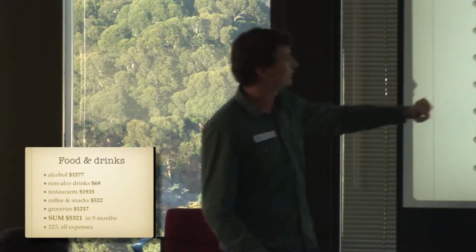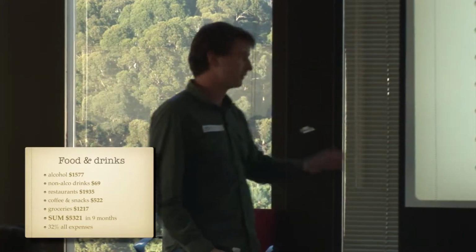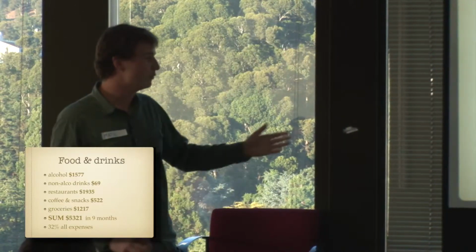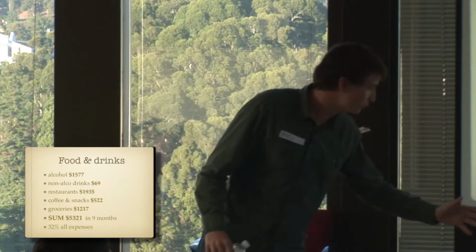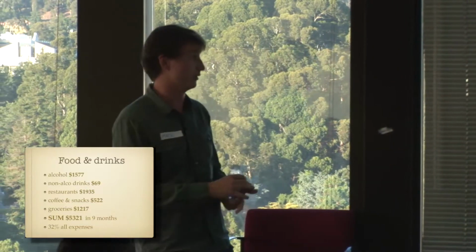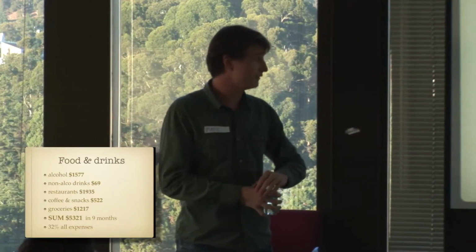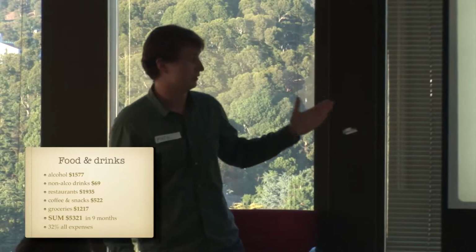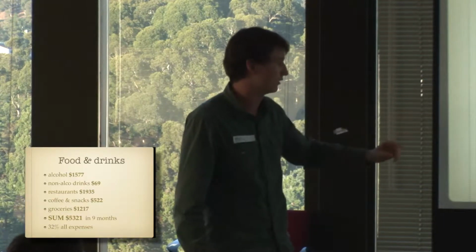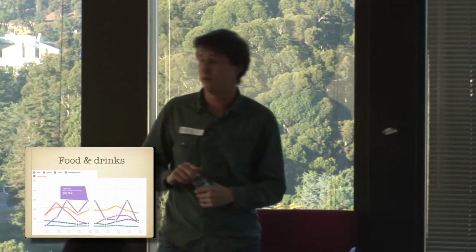So this is an interesting category. Non-alcoholic is $69, alcohol is $1,500. And it turns out that on food and drinks, I basically spend 32% of all my expenses. So a third of my money goes to food and drinks in one way or another. It also says a lot about my lifestyle, especially currently, building the startup and everything, that I spent $2,000 at restaurants, but groceries are a bit more than 1,000.